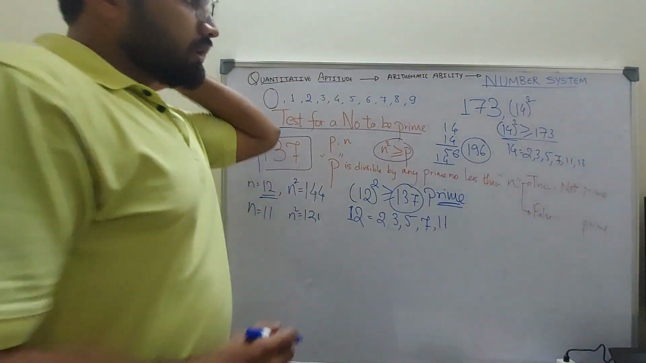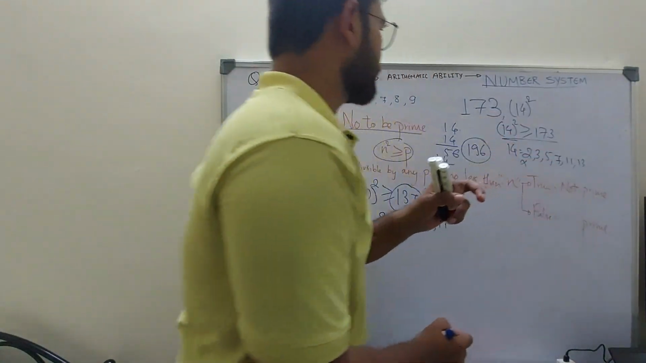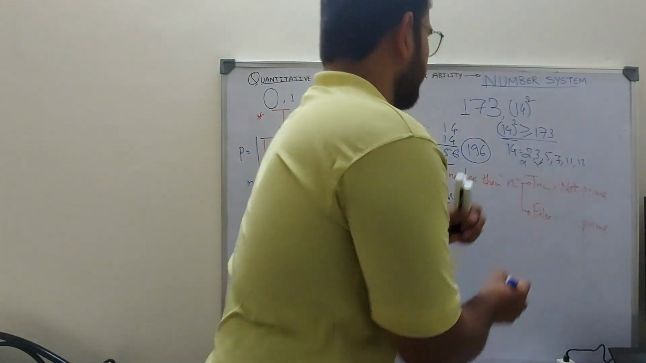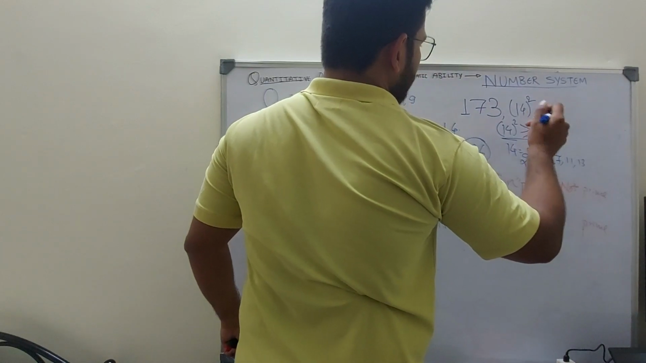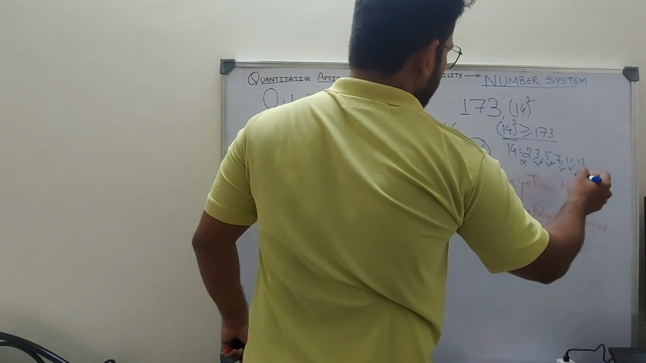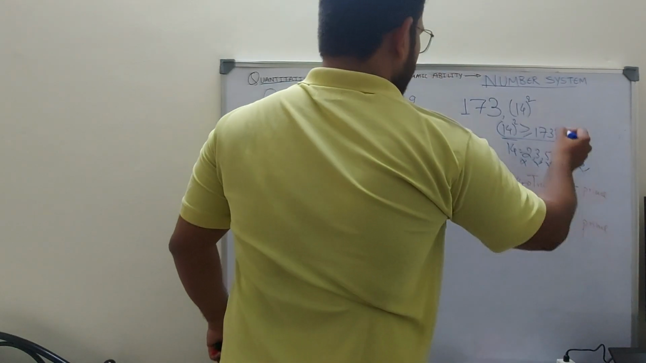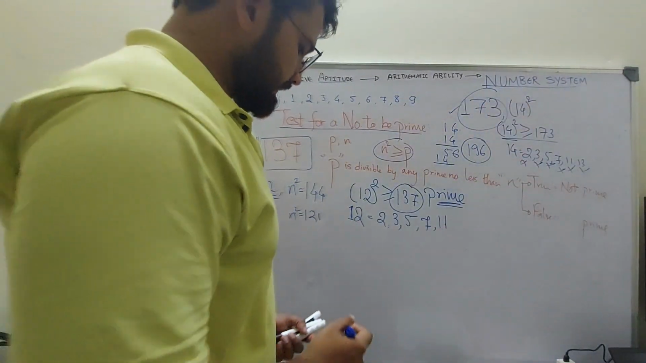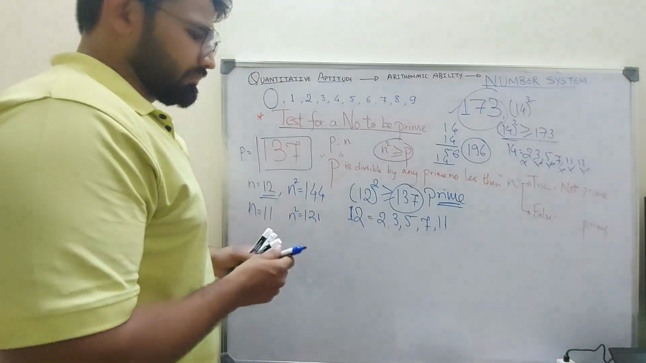Okay, so is 173 divisible by 2? Cancel. Is it divisible by 3? Cancel. 5? No. 7, if we check 14, and then how much? No. 11? Not at all. 13? Is it divisible by 13? No. So I am saying that 173 is also a prime number.